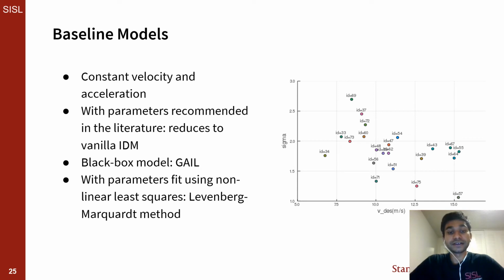The fourth baseline is the parameter values fit for IDM using nonlinear least squares, which is using the Levenberg-Marquardt method. The picture on the right shows an example of the kind of results we may expect. Here again, I'm showing, for illustrative purposes only, a two-dimensional parameter space with the desired velocity on the x-axis and the stochasticity, so sigma sub IDM, on the y-axis. And there are 20 vehicles here represented on this two-dimensional parameter space. And as we can see, every vehicle has their individual parameter value, which reinforces what I said earlier, that this method allows us to capture individual driving behavior as opposed to aggregating everything together.